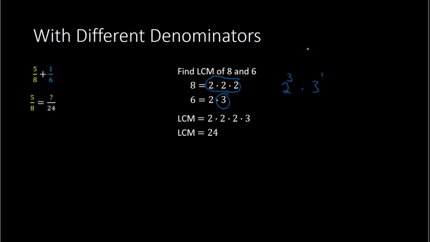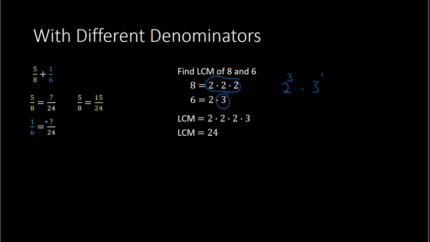So 5 over 8 equals something over 24. So I can convert this by seeing that 8 times 3 gives me 24. So 5 times 3 would give me 15. So 5 over 8 is 15 over 24. And then 1 over 6 I can write as something over 24. So to do that, I look at the 6, and I see that 6 times 4 is 24.